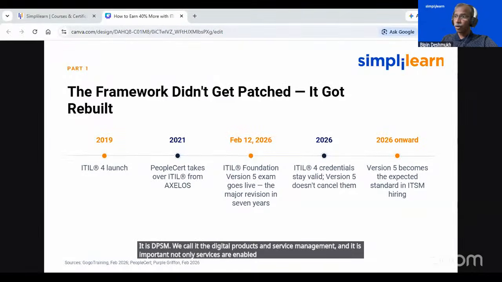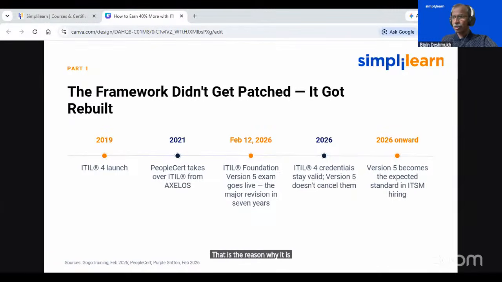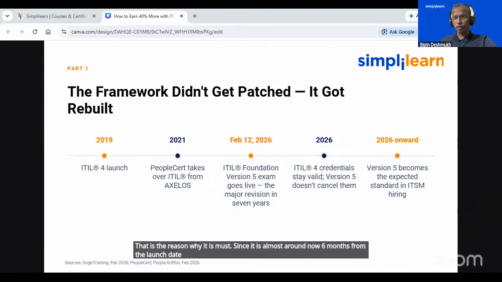enabled, but also how the products together with services will enable delivery of value to the consumers in line with their expectation is what has been enhanced in this, and that is the reason why it is a must. Since it is almost around now 6 months from the launch date, exactly today is 6 months from the launch date. If you look at it, from 12th February to 12th August, 6 months.